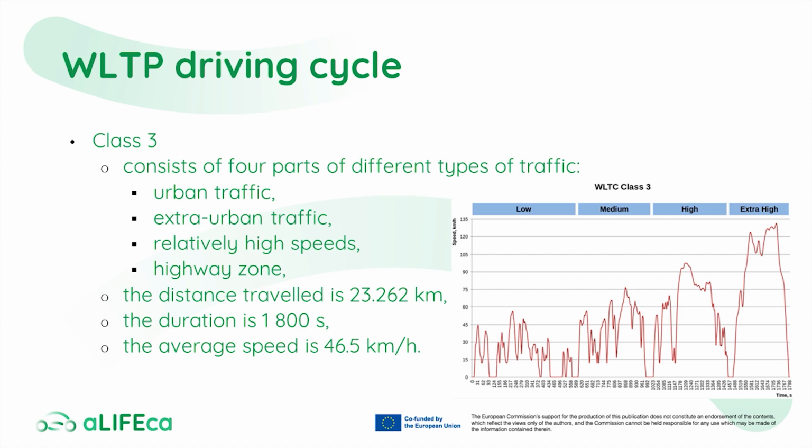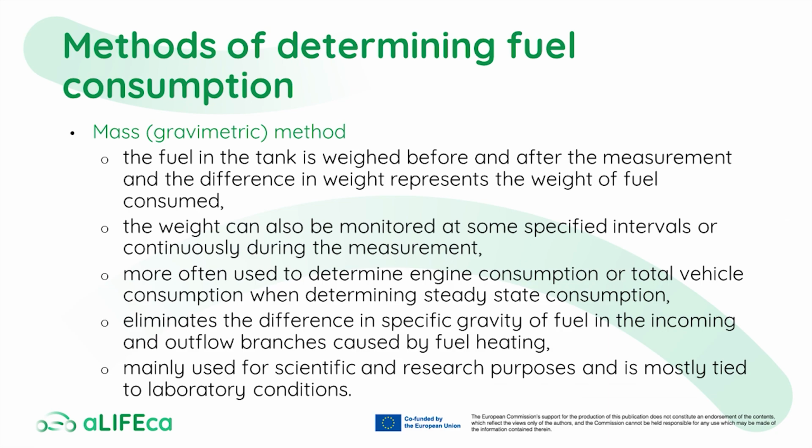Now let me talk about 2 methods of determining fuel consumption: the mass method and the volumetric method. The mass method uses the fact that the amount of energy in the fuel depends on its weight. Therefore, the consumed weight of fuel directly determines the intensity of the energy. The principle is that the fuel in the tank is weighed before and after the measurement, and the difference in weight represents the weight of consumed fuel.